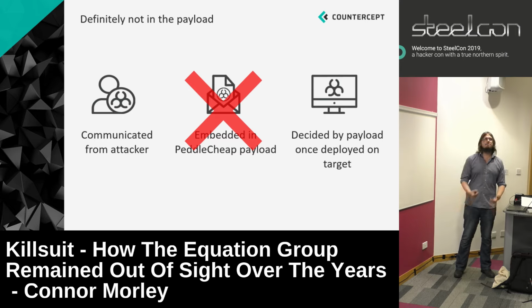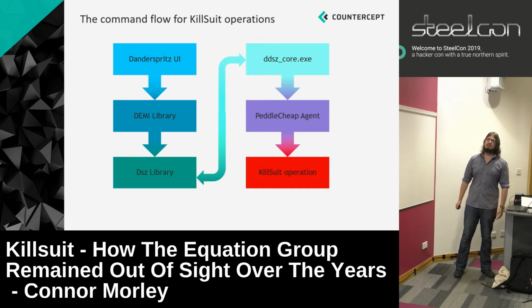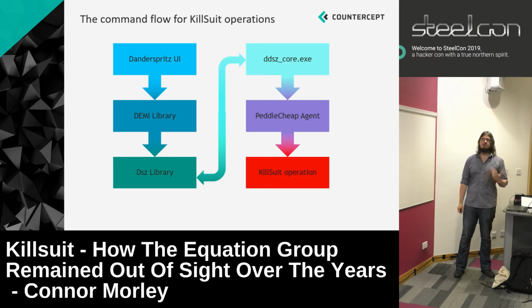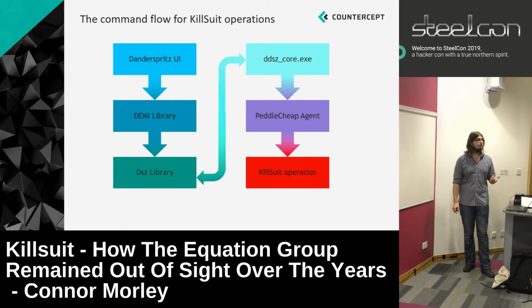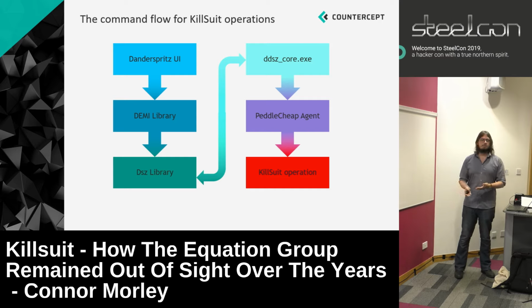And to do this, we had to break down how exactly the DNSPITS framework communicated with the pedal cheap agent when it was doing KillSuit operations. And this breaks down into this sort of flow. So the DNSPITS UI would translate the user input through various internal libraries before handing it off to the core binary, which would then communicate with the pedal cheap agent, which in turn would then interact with the KillSuit instance and the associated database.